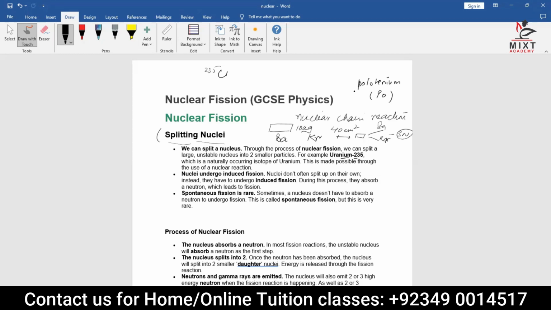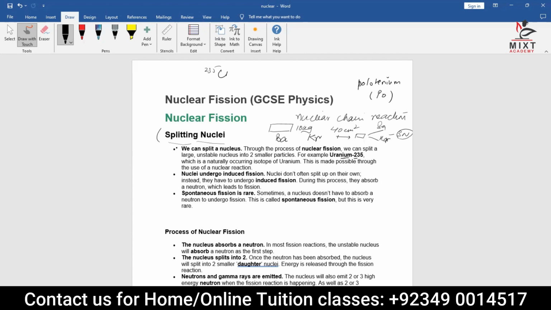Now, how does this process actually work? We bombard a neutron, and when you bombard a neutron there, the unstable nucleus absorbs the neutron in the first step. Then the nucleus splits up into two daughter nuclei. Once the neutron has been absorbed by the nucleus, it splits into two smaller daughter nuclei. Energy is released through the fission reaction. Now, this is the process.